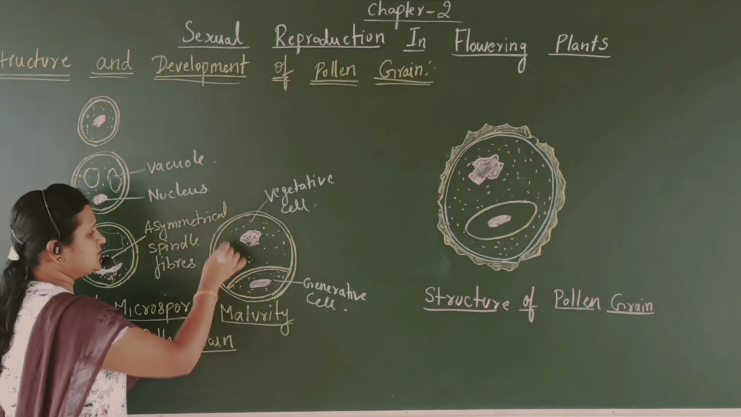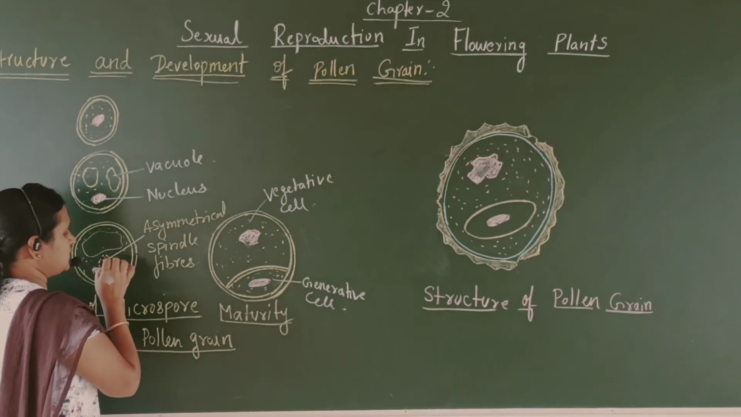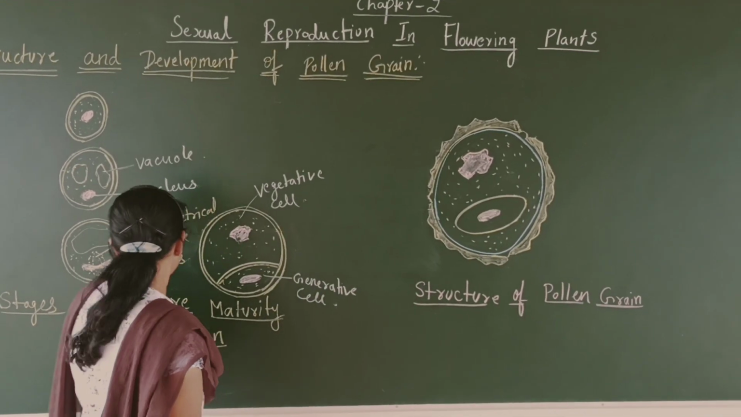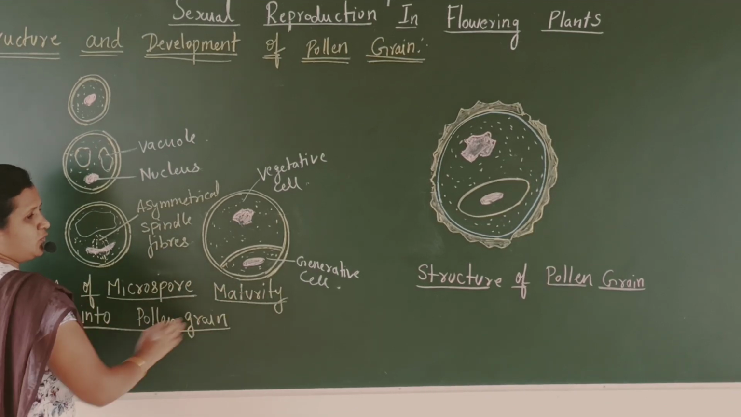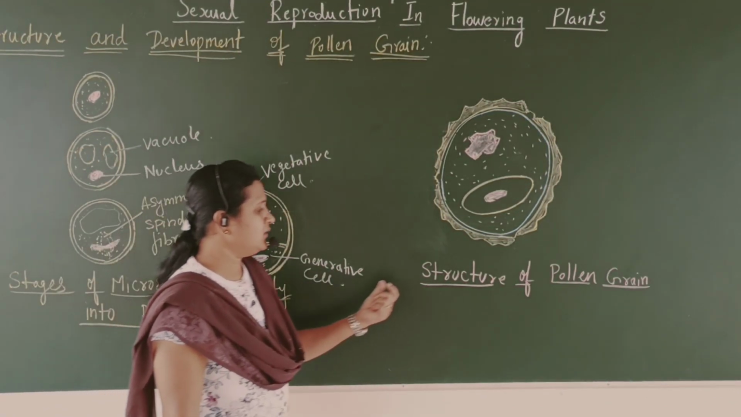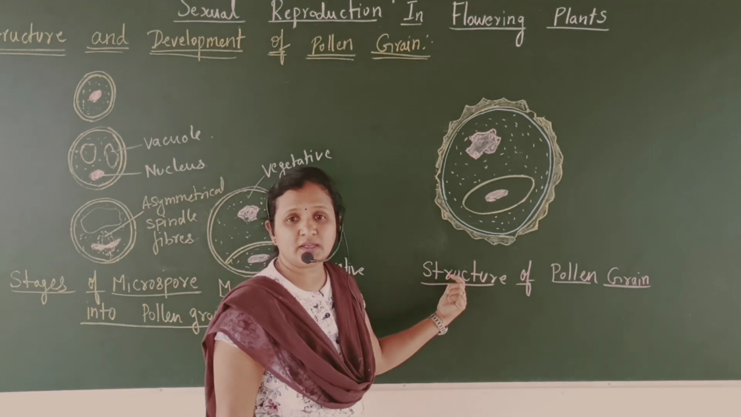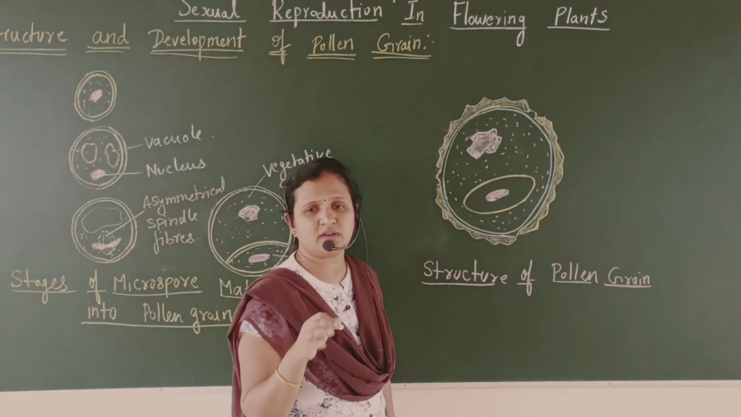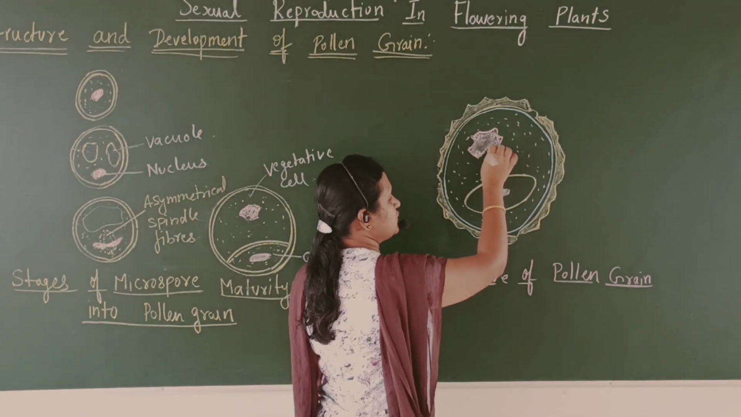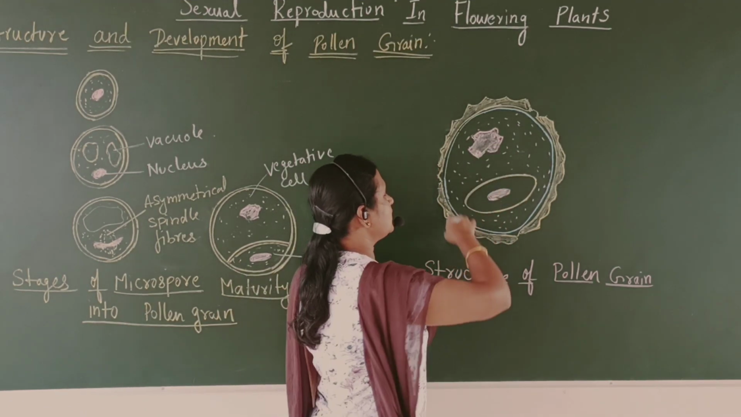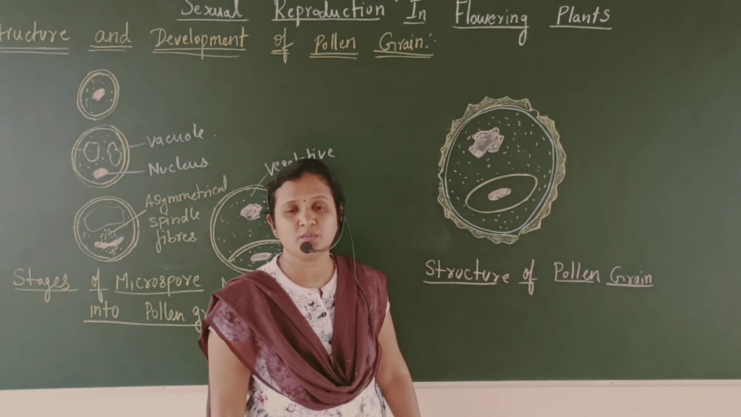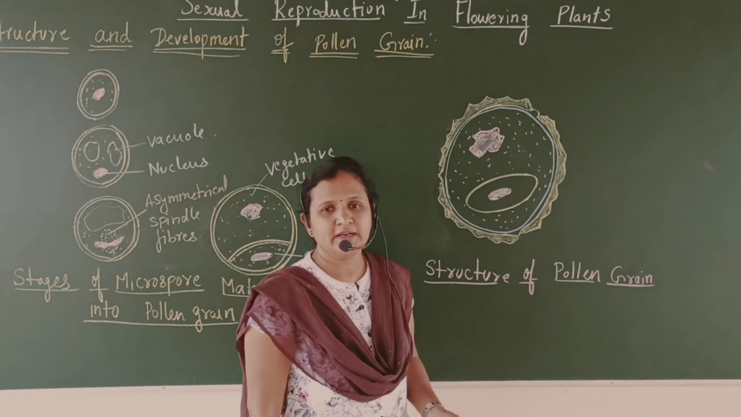So in this way, inside the cytoplasm, because of the mitotic division, two cells will be formed, and these are the stages of the microspore developing into the pollen grain. Now we'll discuss the detailed structure of the pollen grain: the vegetative cell, the tube cell and the generative cell, their structure, and how the wall layers are present in the pollen grain. Let us discuss that in detail.